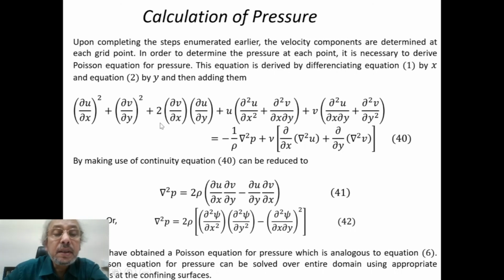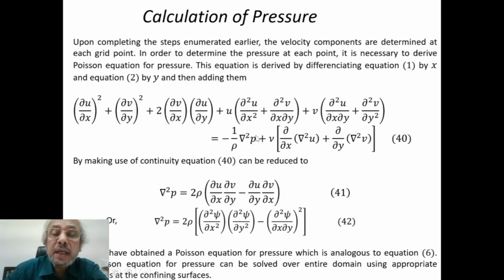That means the x momentum equation we differentiate with respect to x, the y momentum equation we differentiate with respect to y, and then add. It is very clear cut substitution. All of you can do it. Please practice it. Write the x direction momentum equation, differentiate with respect to x, write the y direction momentum equation, differentiate with respect to y, and add these two equations. If you add, you will get (del u/del x) square plus (del v/del y) square, twice (del v/del x) into (del u/del y), u into del 2u/del x2, del 2v/del x del y, plus v into del 2u/del x del y plus del 2v/del y2.